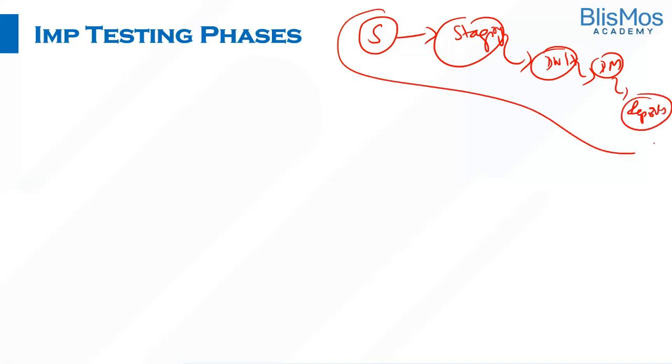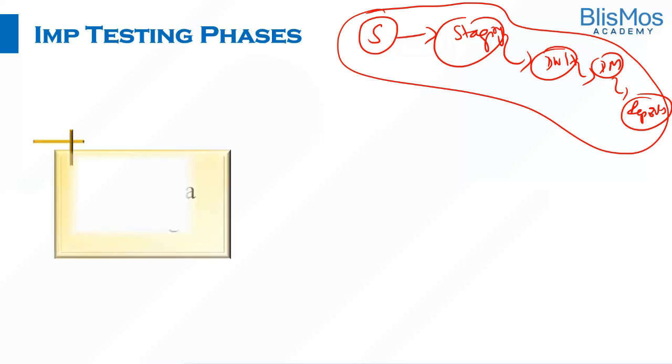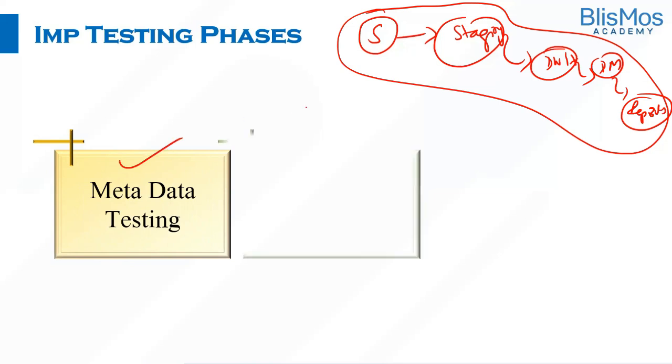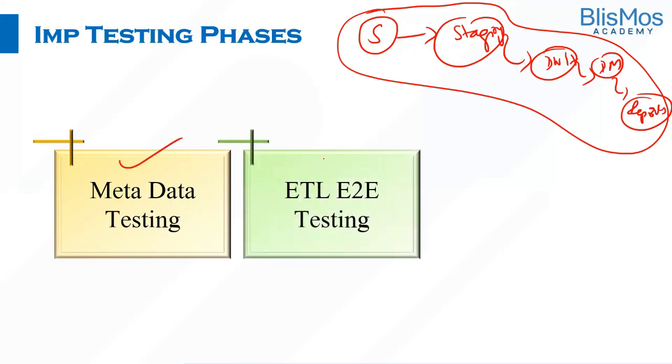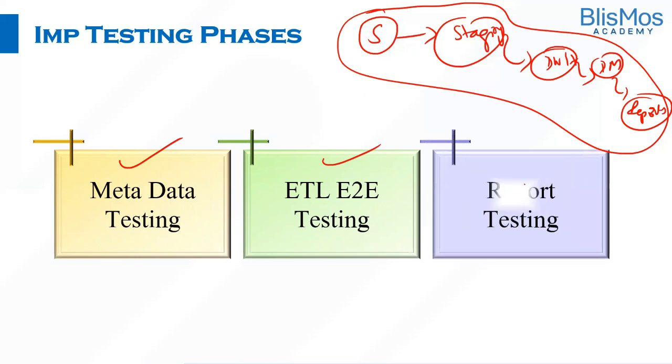Across all these different stages of building the data warehouse, building the data marts, and deriving the reports, these different stages need to be tested, and all of them would be tested in three important phases. One is metadata testing. The second one is end-to-end ETL testing. The third one is report testing. Different people would call these processes, or call them categories.